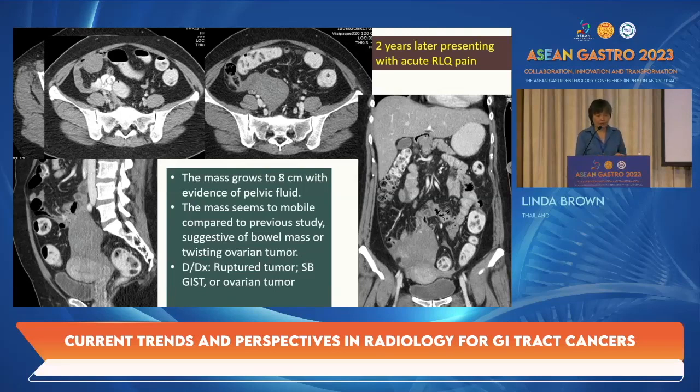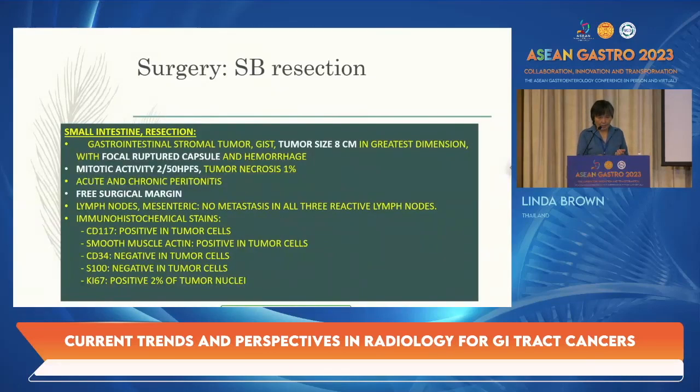Because of this information from CT, the treatment is surgery because of some bleeding and acute abdominal pain. The surgeon found that she has a small bowel cyst, and small bowel resection was performed. And the surgeon found that the cyst had already ruptured the capsule.